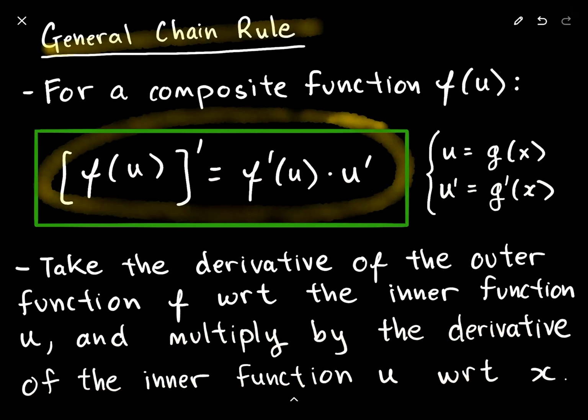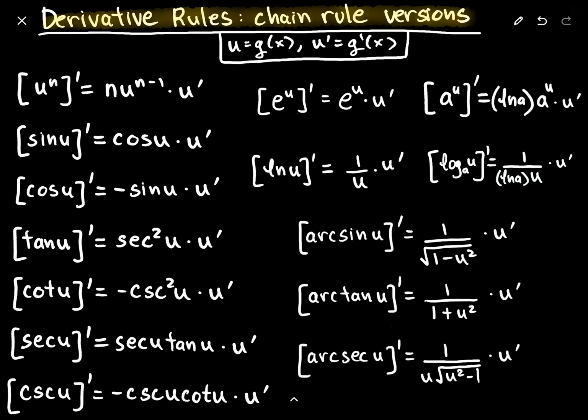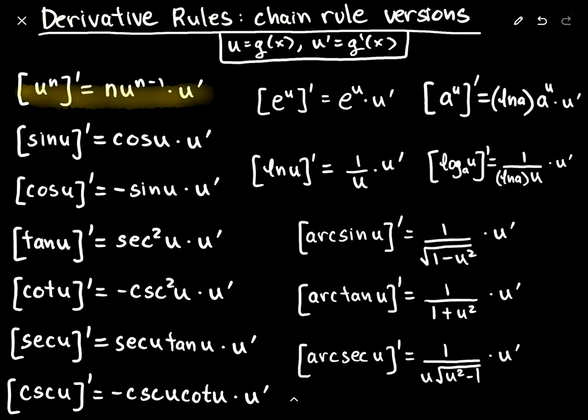So this is the general chain rule when the outer function f is not specified. Here we have a list of the chain rule versions of the basic derivative rules. Here we have the power rule. If instead of x to the n, you have something else to power n, you can use the chain rule version of the power rule. It will be n u to the n minus 1 times u prime.